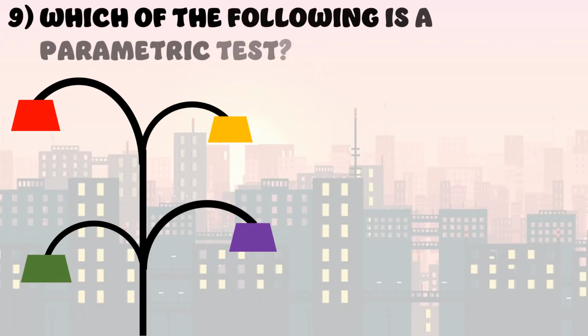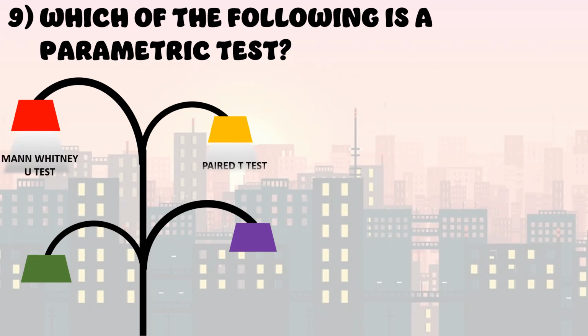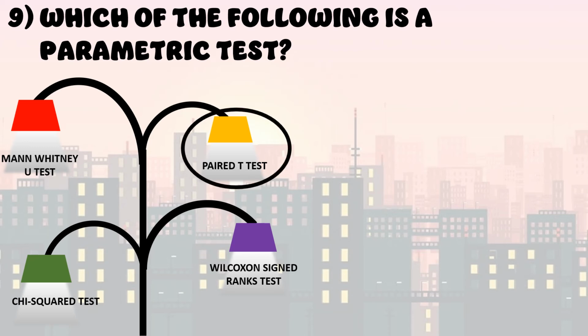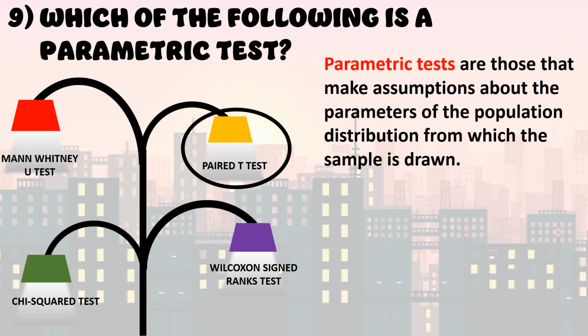Question number 9. Which of the following is a parametric test? Options are: first, Mann-Whitney U-test, option 2, paired t-test, option 3, chi-square test, and option 4, Wilcoxon signed ranks test. And the correct answer is option 2, paired t-test. Parametric tests are those which make assumptions about the parameters of the population distribution from which the sample was drawn or from which the sample was taken.